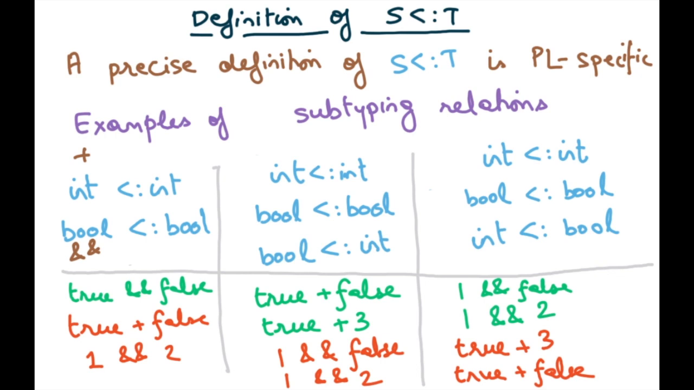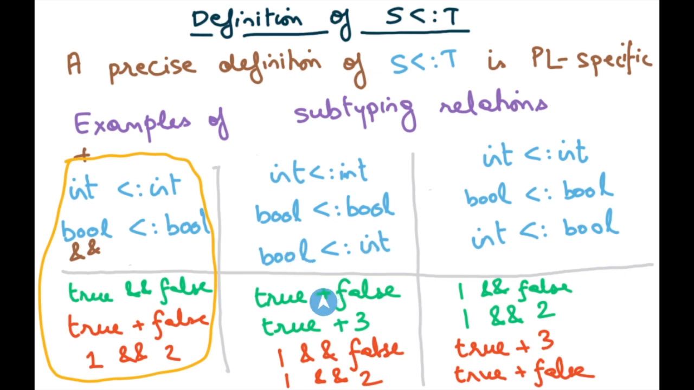Now, this is one example of a programming language. Let's take another example of a programming language where they decide to have different subtyping relations between int and bool. So once again, int is a subtype of itself, bool is a subtype of itself, but additionally the language says that bool is a subtype of int, which means that any term of type bool can be safely used in a context where int was expected.